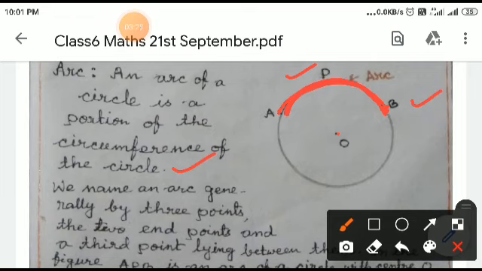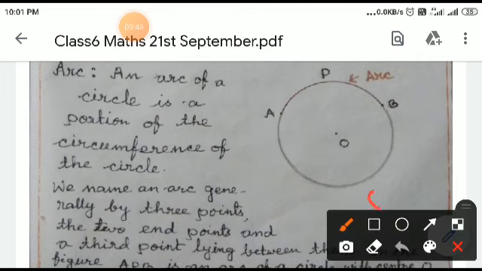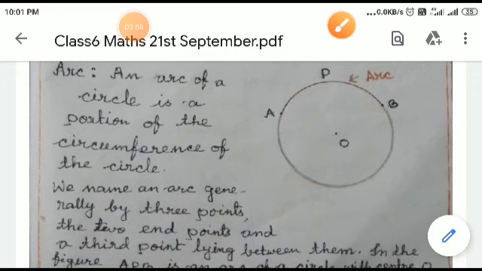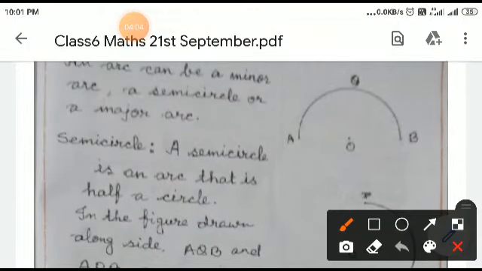We name an arc generally by 3 points, the 2 end points and a third point lying between the 2 end points. Here A and B are the 2 end points and P is a third point lying between A and B, and the name of the arc is APB. Similarly, if we take any point Q over here, joining A and B on the opposite side, we get the arc AQB. An arc can be a major arc, a semicircle or a minor arc.